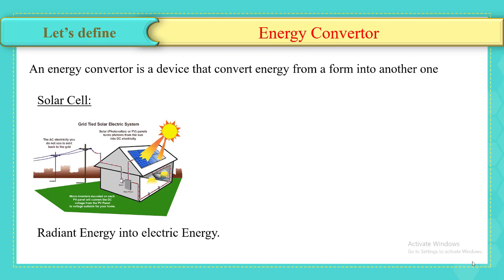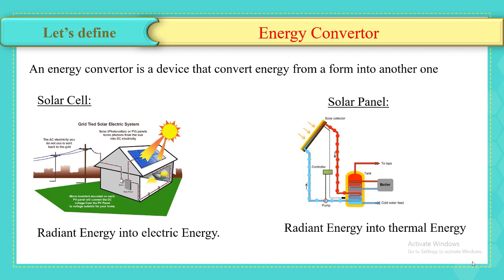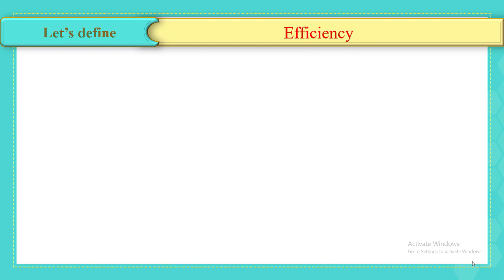Also, an important converter is used to heat water. This converter is called solar panel, and it converts the radiant energy of sun into thermal energy. During energy conversion and due to loss in energy caused by the production of thermal energy, it's very important to define efficiency of a converter.